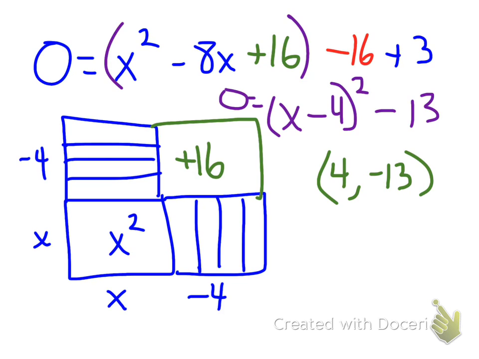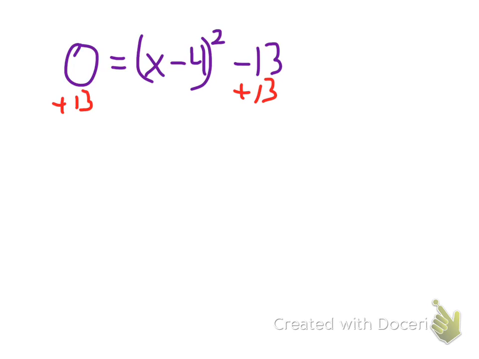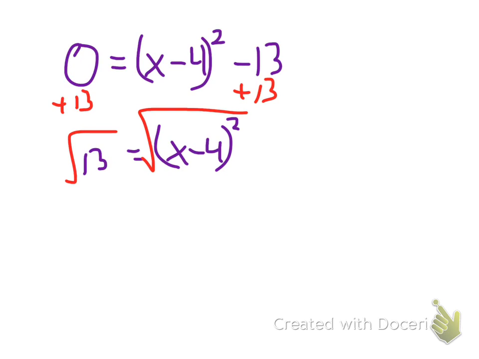I'm going to give a couple seconds again for you to pause this and see if you can solve for the x-intercepts, and then I'm going to go through and solve for the x-intercepts. Okay, I'm going to take a look now at solving for the x-intercepts. So the first thing I need to do is add 13 to both sides. So I now have 13 equals x minus 4 squared. I take the square root of both sides.